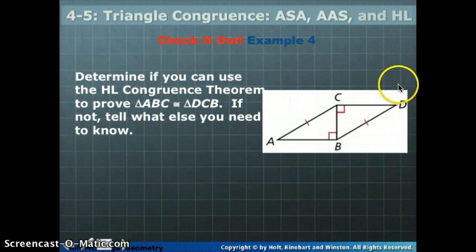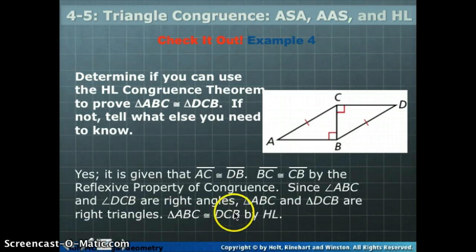So we have a hypotenuse and a leg on one triangle congruent to a hypotenuse and a leg on the other. So hypotenuse, leg, the only other thing we needed are these right triangles, and I would say yes, they are. So that means yes, the triangles are congruent by hypotenuse leg.